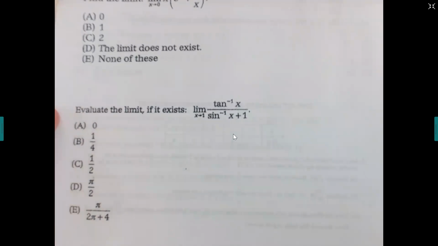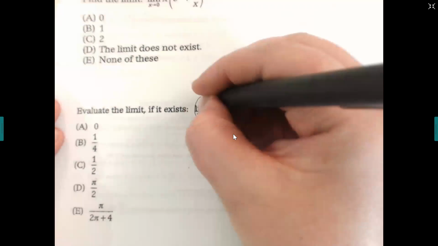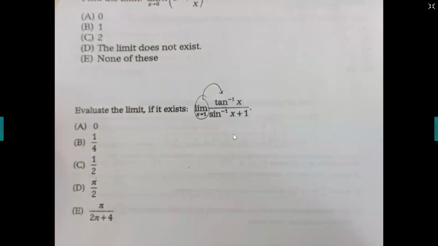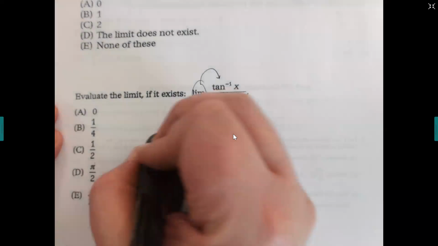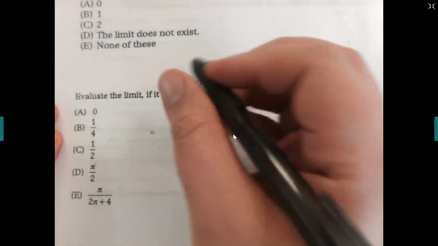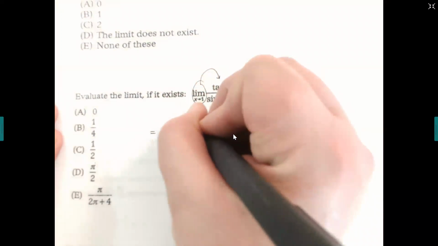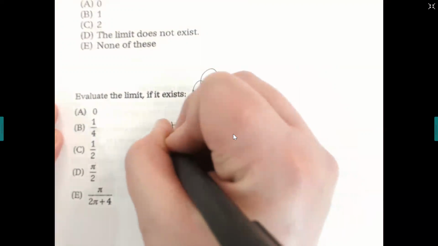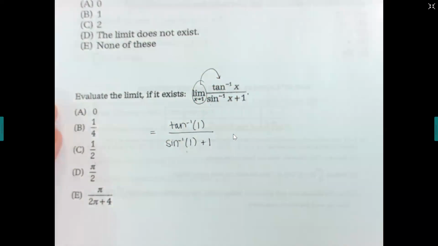Okay, if x is approaching a number, what do you do with the number? Just plug it in, yeah? Now, notice what kind of trig is this? Are these regular sines and cosines and tangents? Okay, these are inverses. Very good. So I'm going to have the inverse tan of 1 over the inverse sine of 1 plus 1.